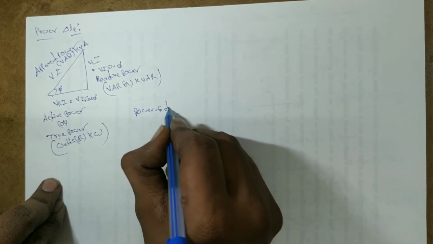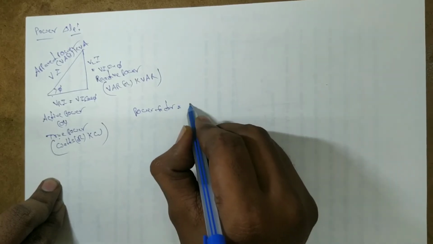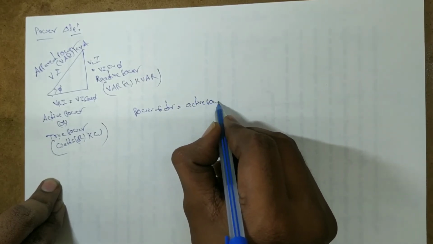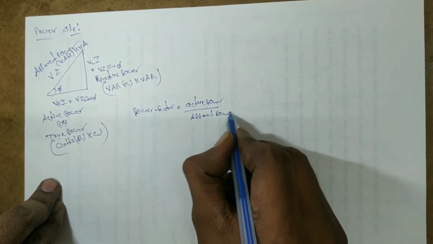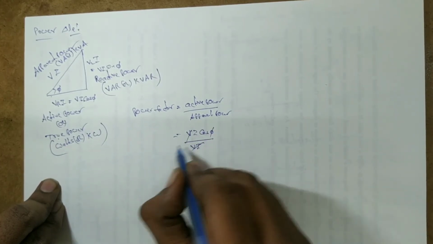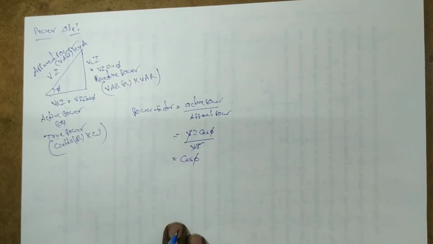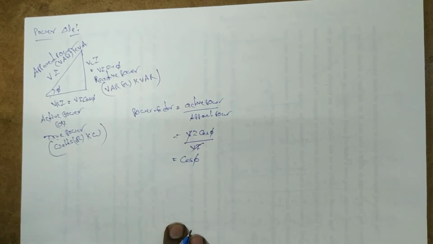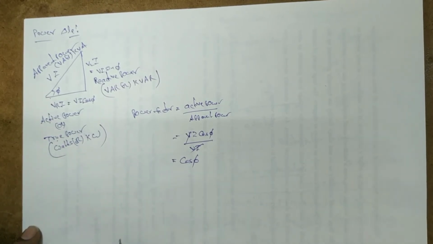And there is one other formula, that is power factor. It is nothing but the ratio of active power to apparent power. We already know active power means VI cos phi and apparent power means VI. So VI cancels, and we get cos phi. So power factor is cos phi, where phi is the angle between voltage and current in that circuit. So these are the three types of powers.